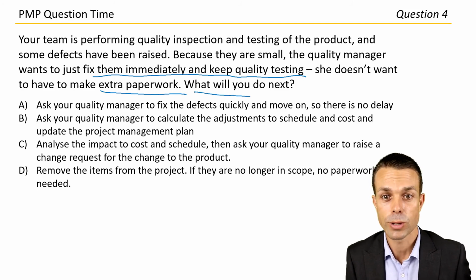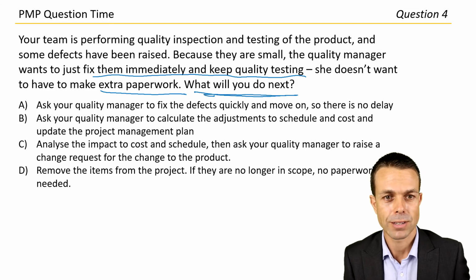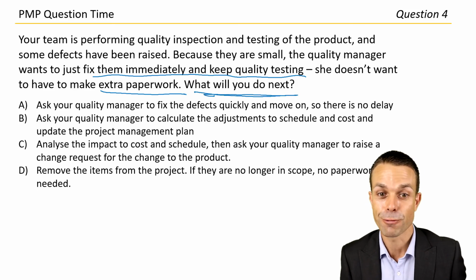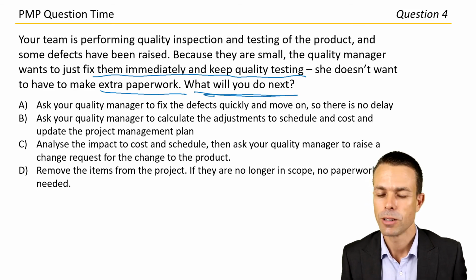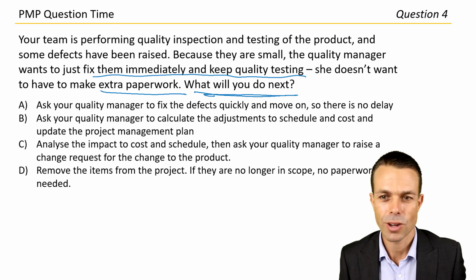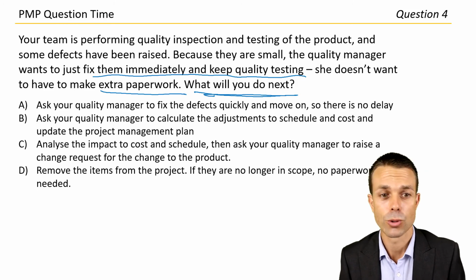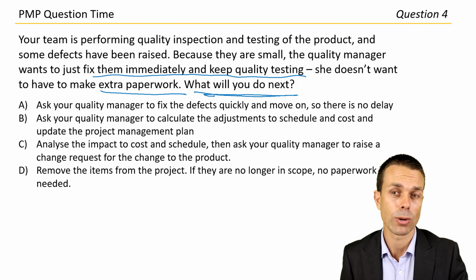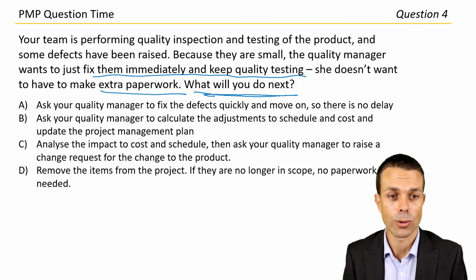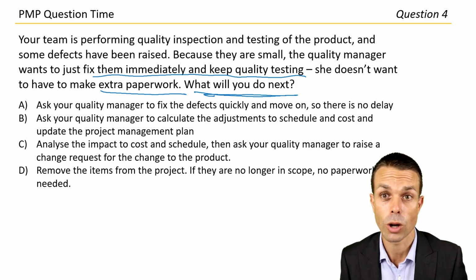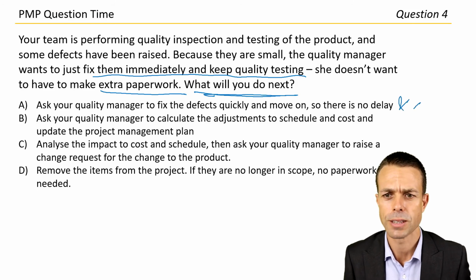Okay, so what will we do next? Okay, so we have defects, but we don't want paperwork. Okay, let's see what options we have here. Ask your quality manager to fix the defects quickly and move on so there's no delay. I mean, that sounds nice, but then what happens to the information in our project? How do we put that into the lessons learned register? How do we adjust the schedule or cost if we need to, if there's extra work that needs to be done? So probably not the best option there.